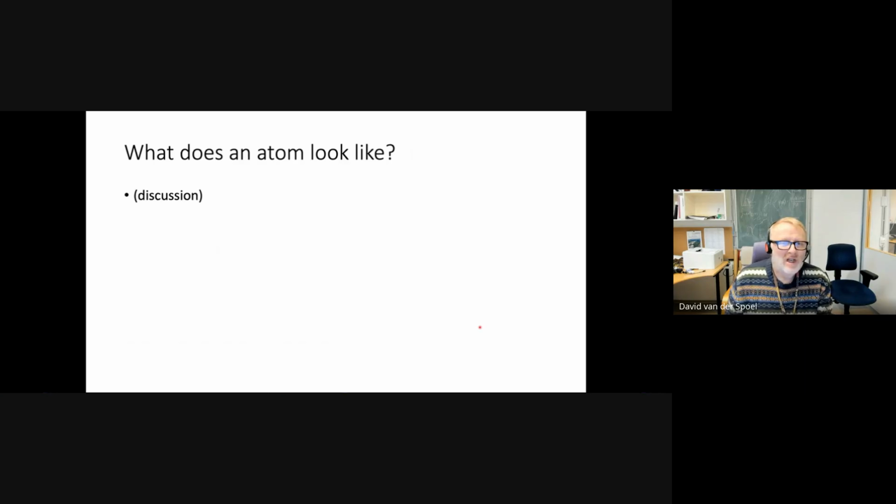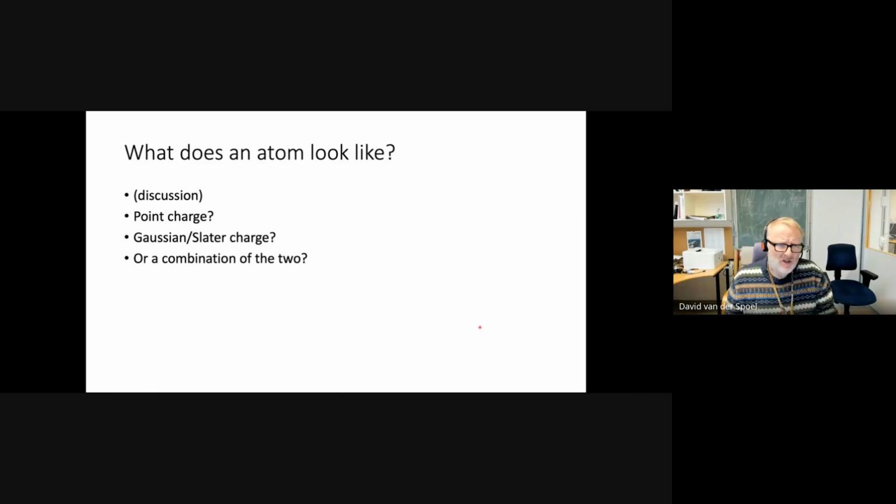But so, what does an atom look like? Well, it's not a point charge. The model that I described just now had a Gaussian core with a positive charge and a Gaussian shell with a negative charge. But this is actually not a really good description of an atom. A better description is what is used in quantum mechanics, a combination of a point charge and orbitals, or electron density in DFT.